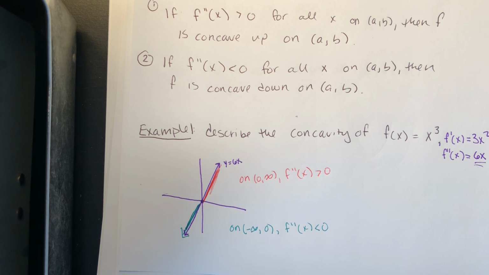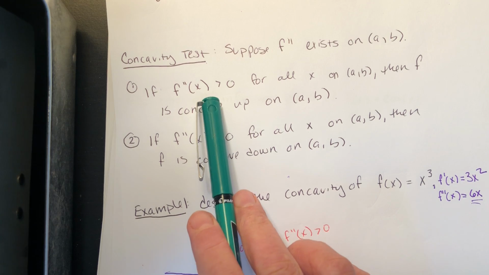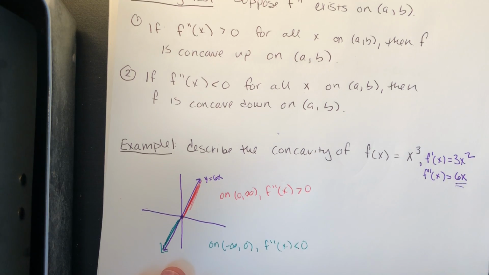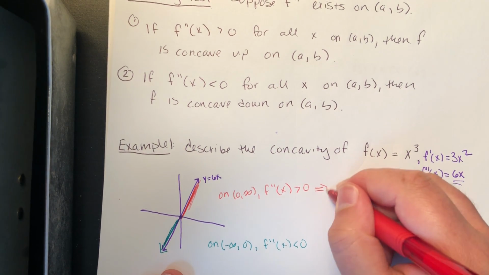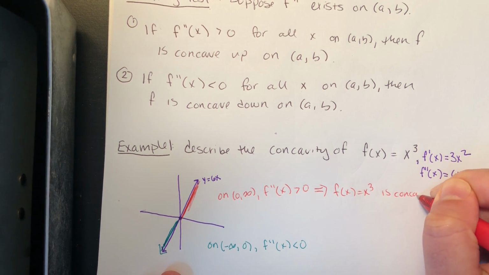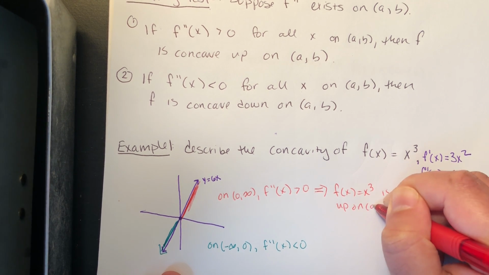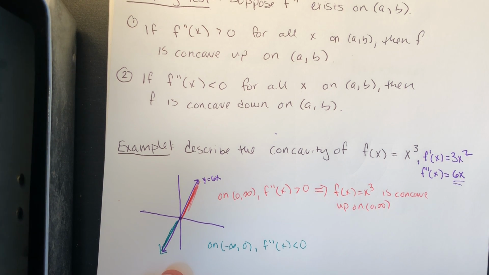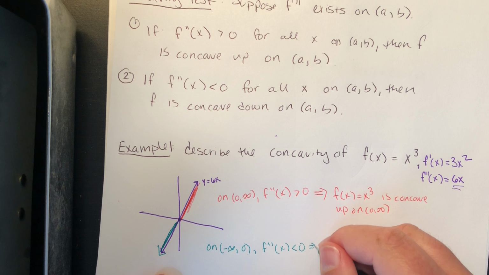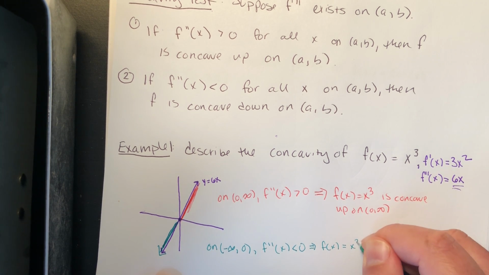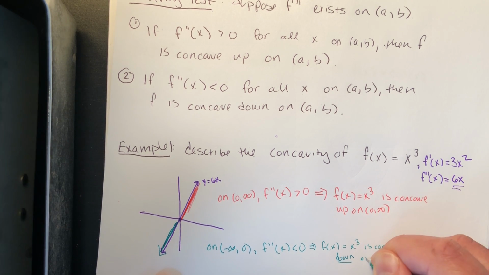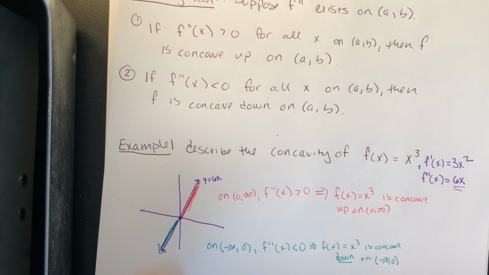So using this concavity test, anywhere the second derivative is positive, we know that the original function f is concave up. And so on the interval from 0 to infinity, the original function f of x, which is x cubed, is concave up. And anywhere the second derivative is negative, the original function f is concave down. So the function f of x equals x cubed is concave down on the interval from negative infinity to 0.